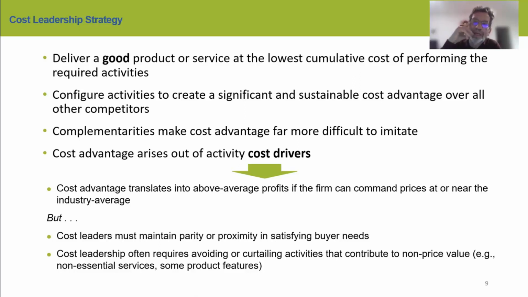Complementarities make cost advantage far more difficult to imitate. And cost advantage arises out of activity cost drivers. So cost advantage translates to above average profits if the firm can command prices at or near the industry average. But cost leaders must always maintain parity or proximity in satisfying buyer needs. Cost leadership often requires avoiding or curtailing activities that contribute to non-price value, for example, non-essential services, some product features.